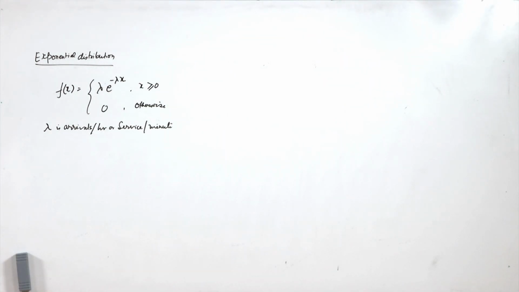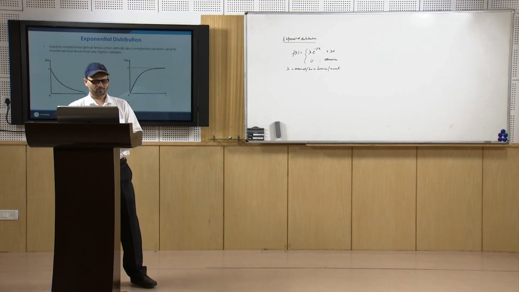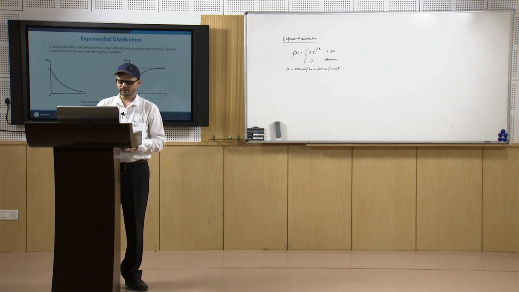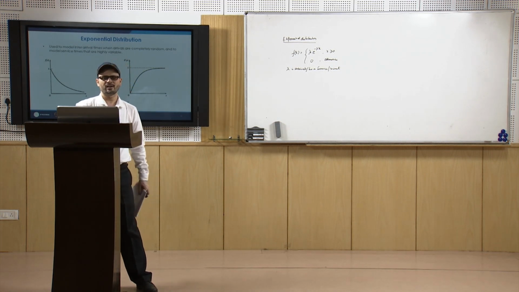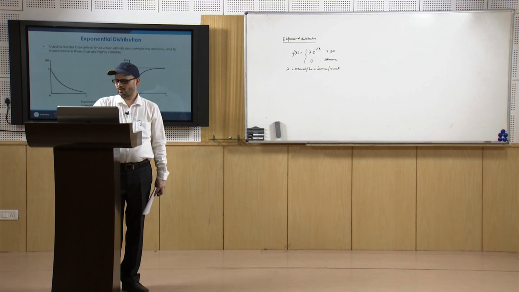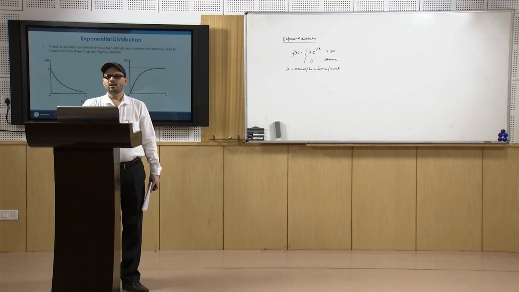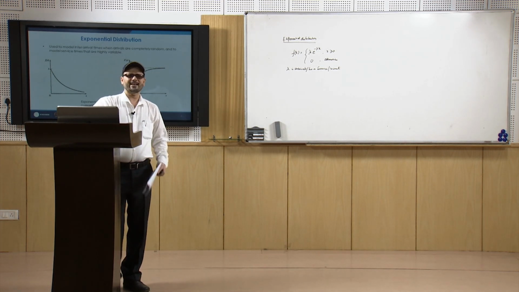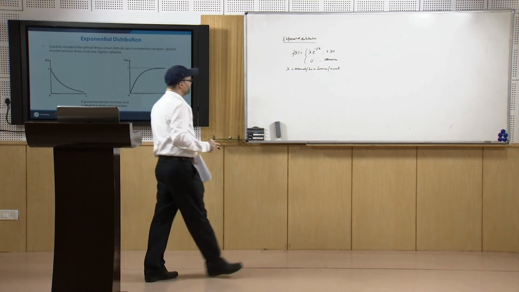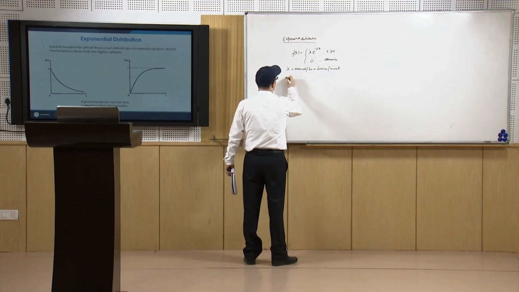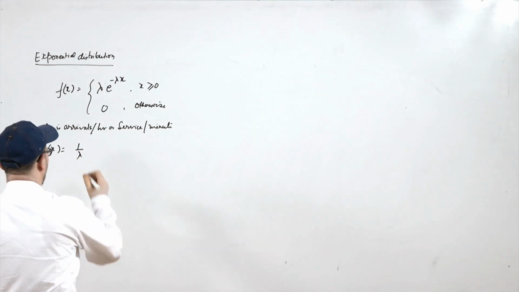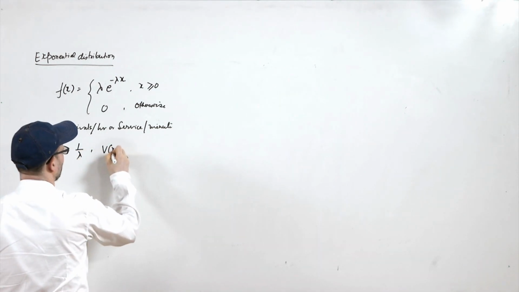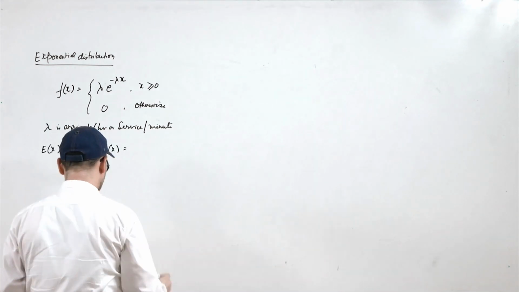Now, in this case it is also used to model the lifetime of a component that fails catastrophically. So, in this case the mean value is 1 by lambda and the variance which is computed is 1 by lambda square.